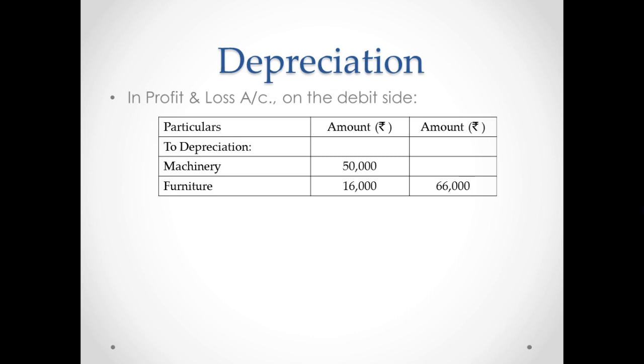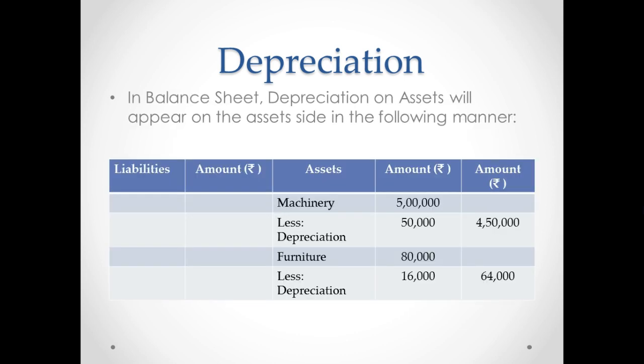We have our profit and loss account extract, where on the debit side we have two depreciation. First, machinery rupees 50,000, then furniture rupees 16,000, and the total of rupees 66,000 is shown on the outer column of the debit side of the profit and loss account. Now the balance sheet. Depreciation on assets will appear on the asset side of the balance sheet in the following manner as displayed on the slide.